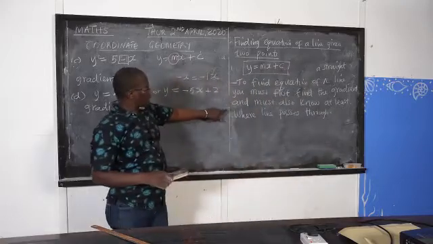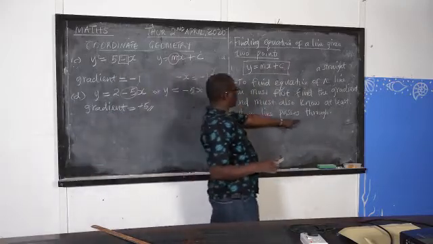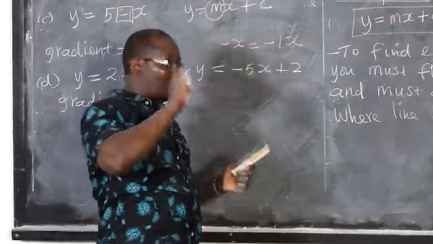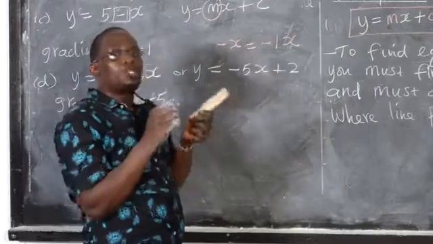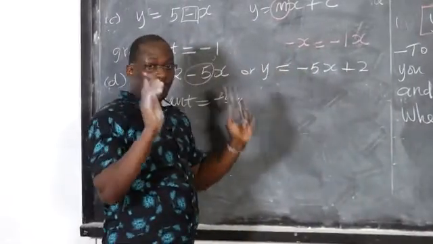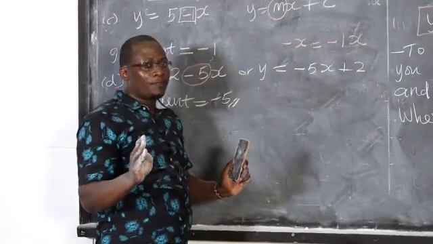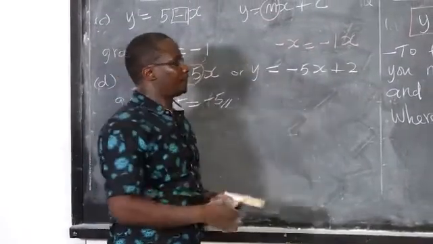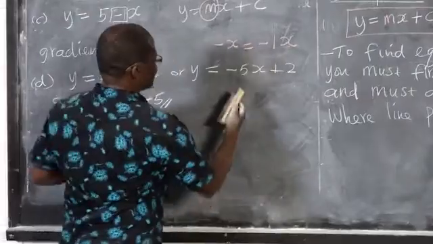So for this, take note of the last part, knowing at least 1 point: in that case you will be given the gradient. So when you are given the gradient already, you don't need to know the 2 points. But when you're not given the gradient and you're told to find the equation, you will be given the 2 points. So we shall look at this example.